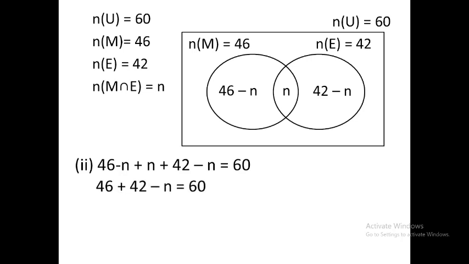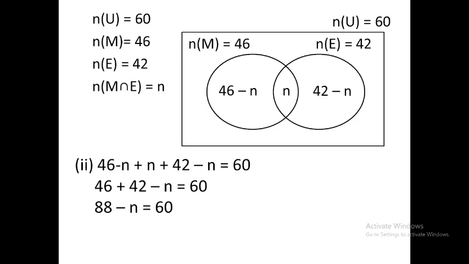So negative n will cancel positive n. We are left with 46 plus 42 minus n equals 60. Now we add 46 plus 42, and that will be 88 minus n equals 60.